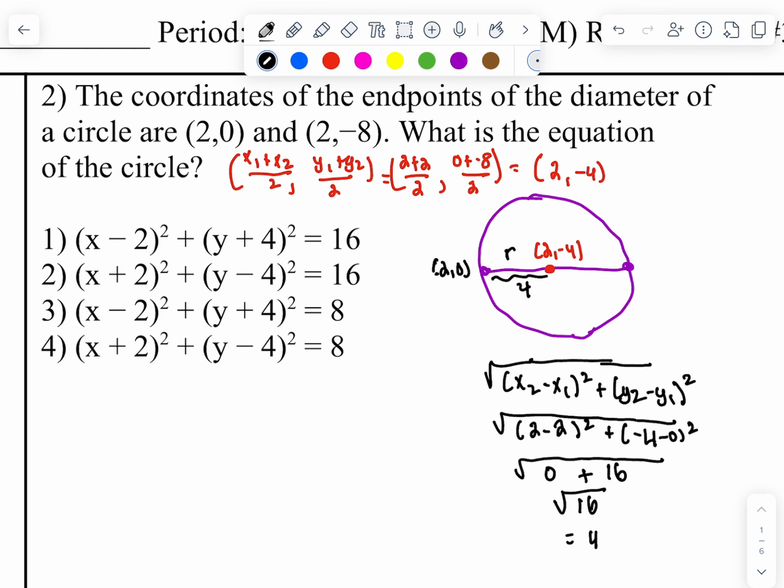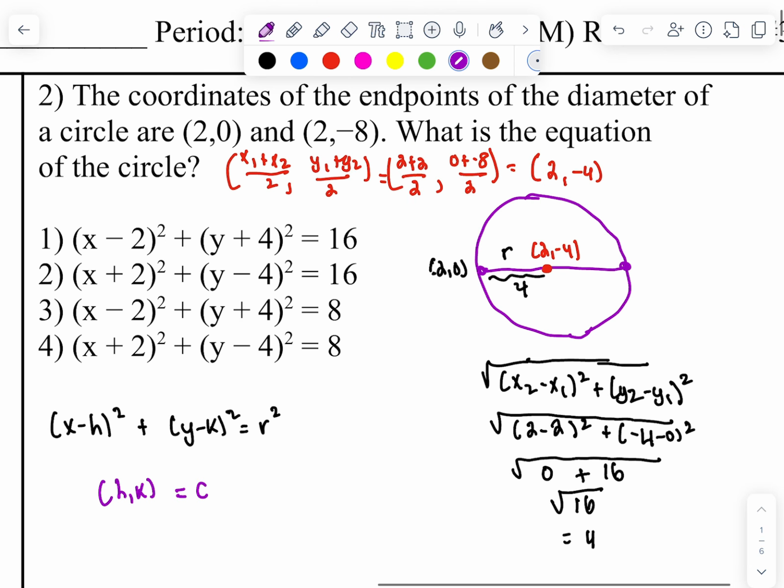So when you're writing the equation of a circle, remember the equation has the format x minus h squared plus y minus k squared equals r squared, where h and k represent the center of the circle and r represents the radius. So on the right hand side, we should have radius squared. So 4 squared would be 16. So I should see 16. So I can eliminate 3 and 4.